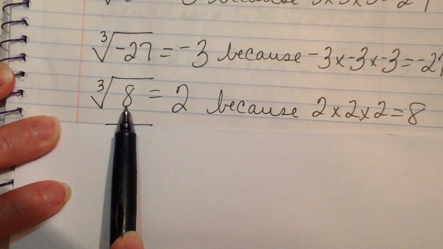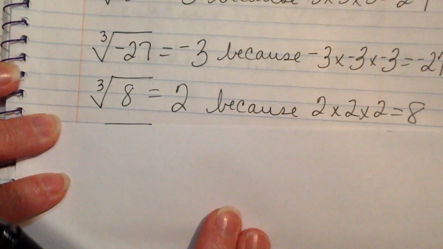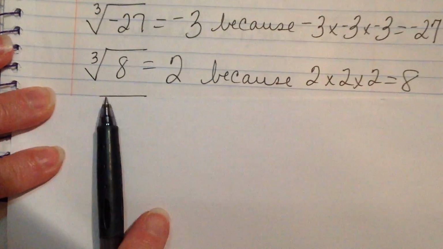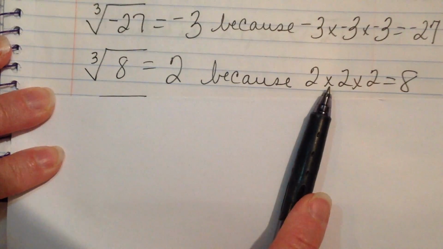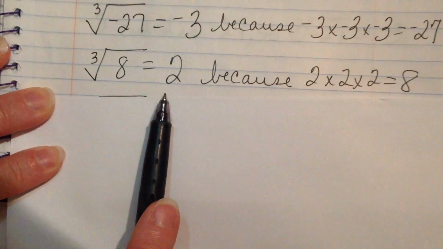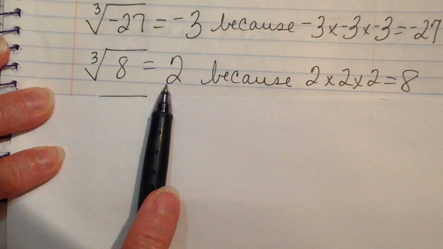Cube root of 8. What number times itself 3 times gives you 8? 2 times 2 is 4. 4 times 2 is 8. So the cube root of 8 is 2.